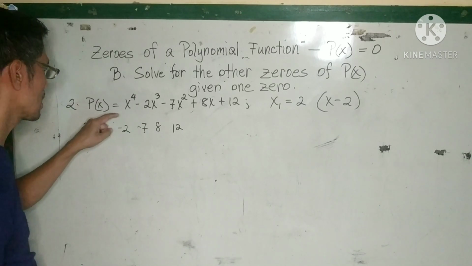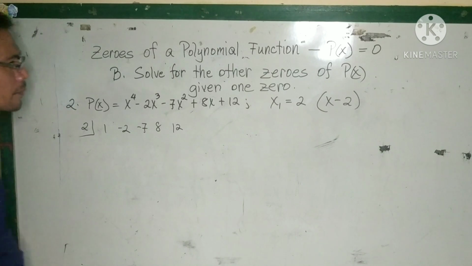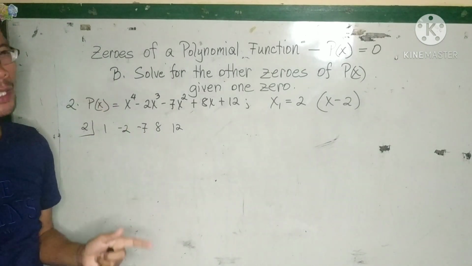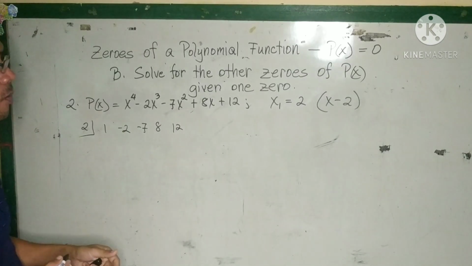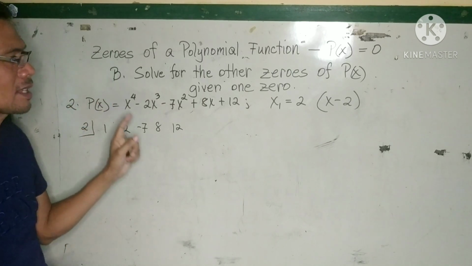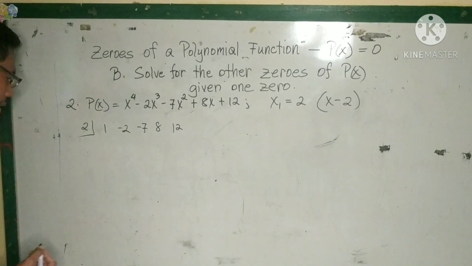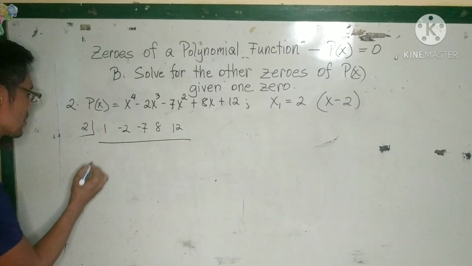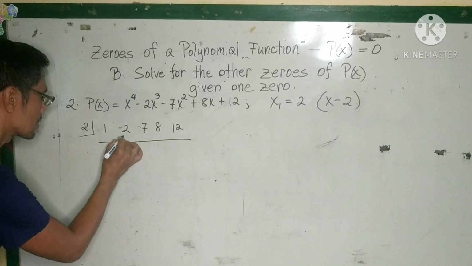So 4, 3, 2, 1, 0. By the way, whatever the degree of the polynomial, that is also the number of zeros the polynomial has. So if the degree is 4, that means to say that there would be 4 zeros of this p of x.